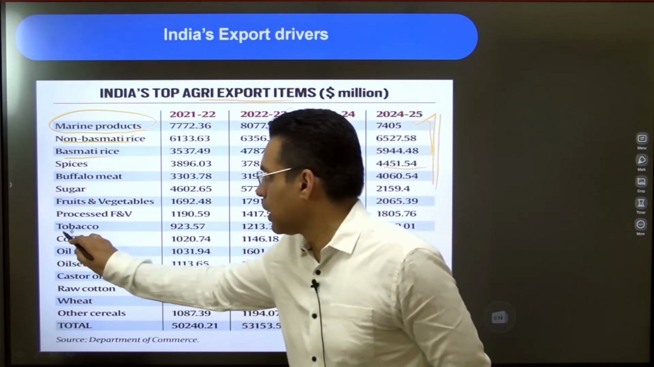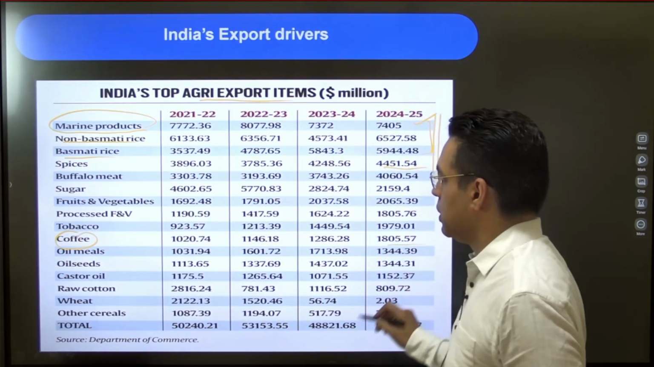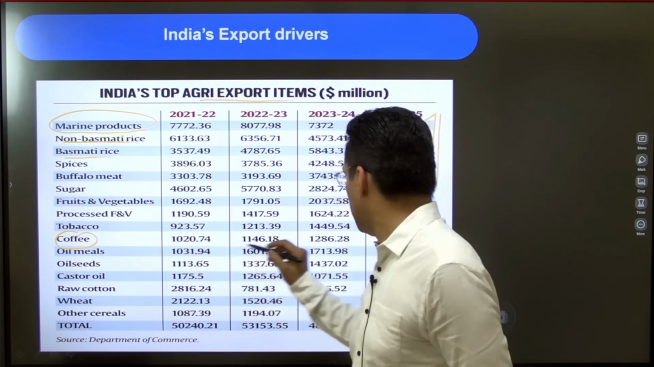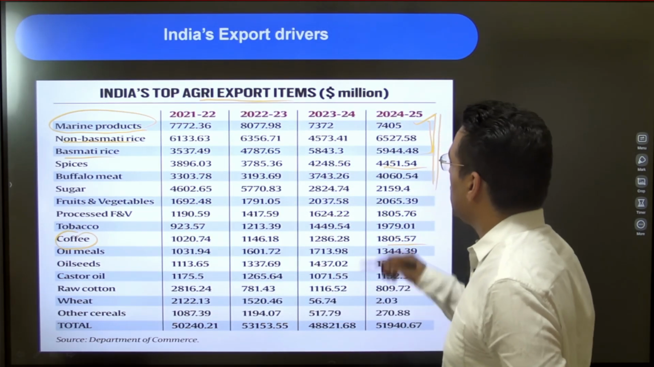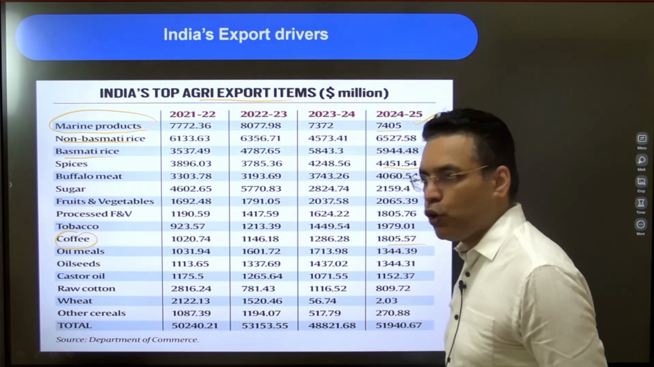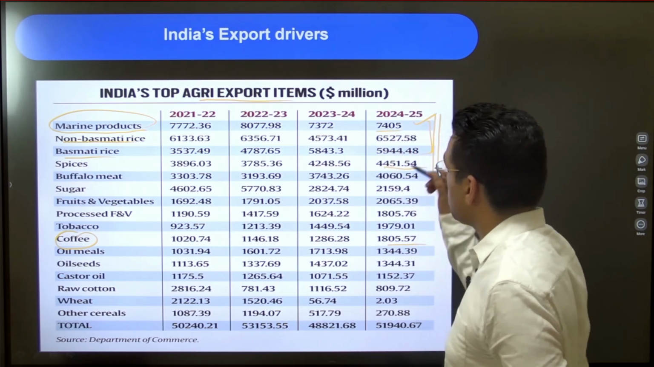We can also see that India is doing well in tobacco exports. In tobacco and coffee, India has an export surplus. These figures are in $1 million. Technically, in marine products we have $7.4 billion, and non-basmati rice $6.5 billion.